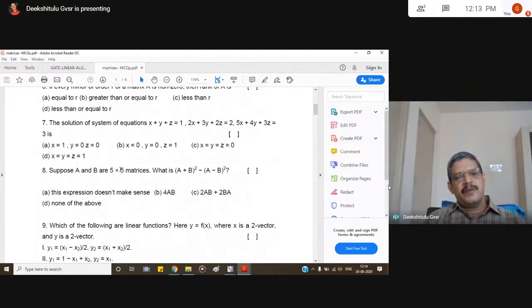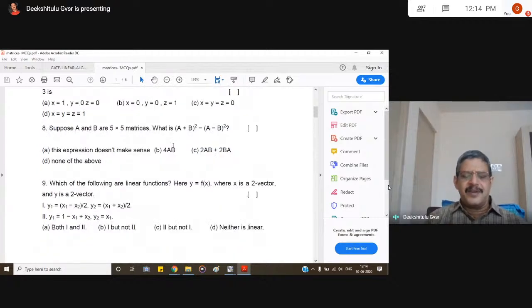Suppose A and B are 5 by 5 matrices. What is (A plus B) whole square? (A minus B) whole square. This is A square plus B square plus, then there is a small thing, AB plus BA. Just be very careful with this. It will not be like A square plus B square plus 2AB or 2BA. Okay, just be very careful with this. Just try it. It is a very logical question.